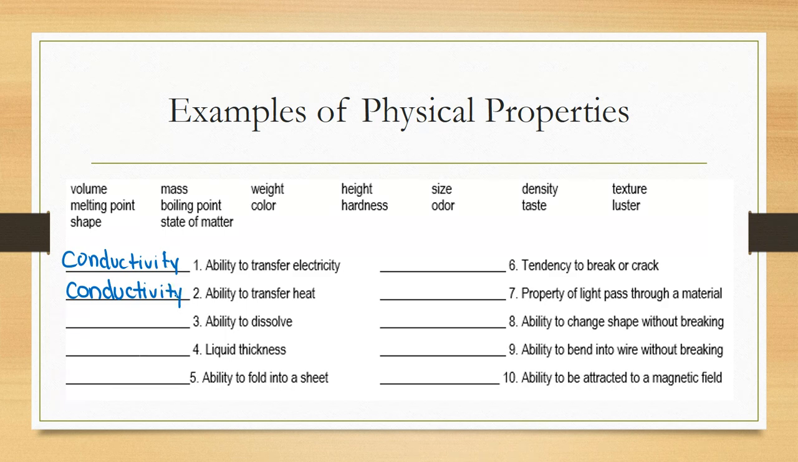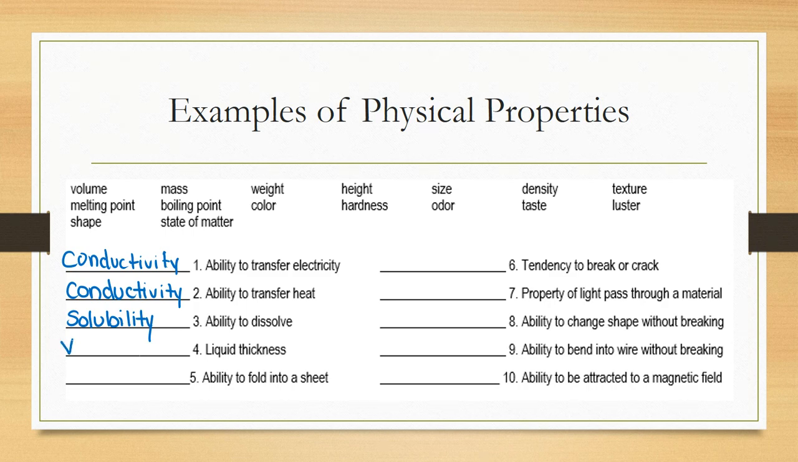So the ability for something to dissolve is called solubility. You know that salt will dissolve in water, so we can say that salt is soluble in water. Sugar will not dissolve in gasoline, so we can say that sugar is insoluble in gasoline. So even if it's the opposite of it, it's still describing a physical property.